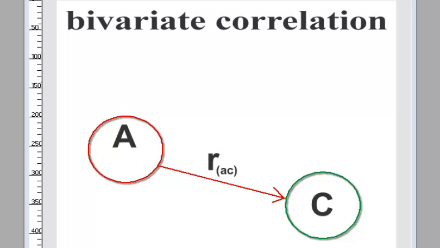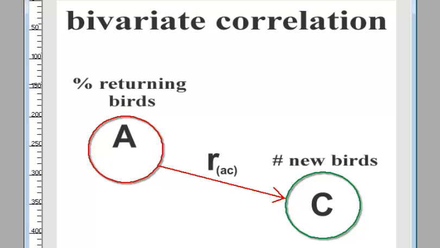We're going to show you a partial correlation, but before we do that, we have to show you what a regular correlation is. So in our problem, we're looking at two variables. One is the percentage of returning birds, and the other one is the number of new birds joining the flock. So we're going to see what kind of correlation is between there. So let's go ahead and check that on our SPSS.